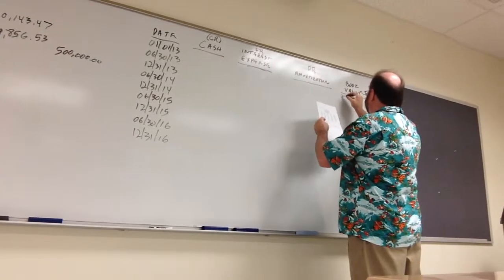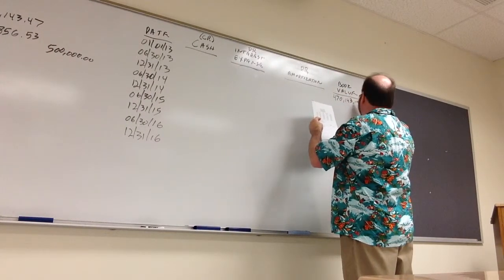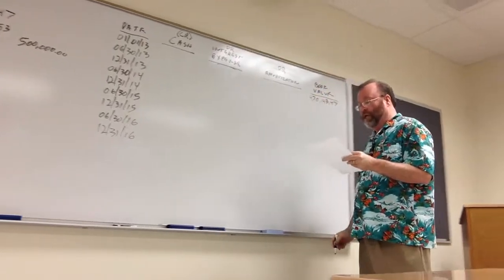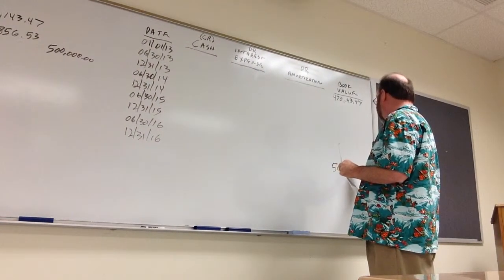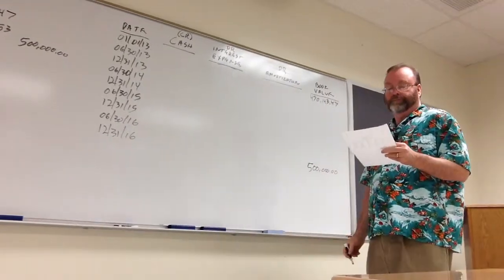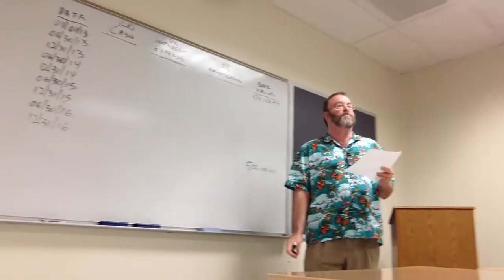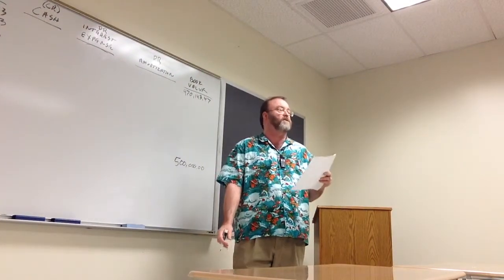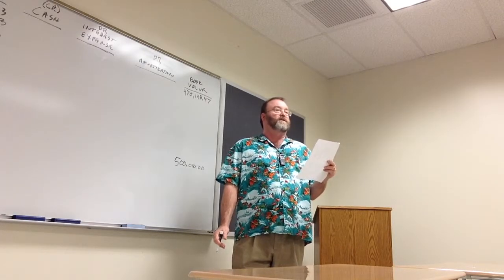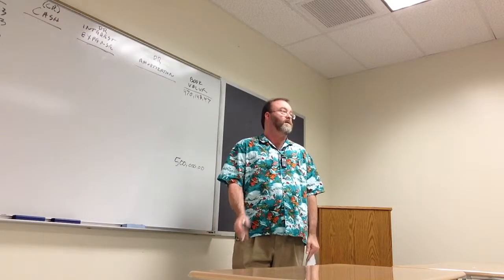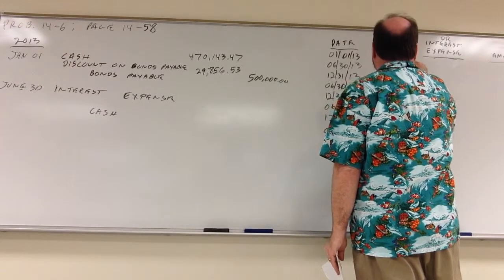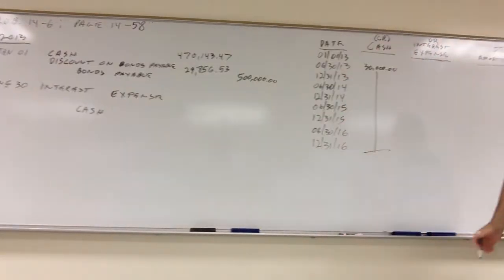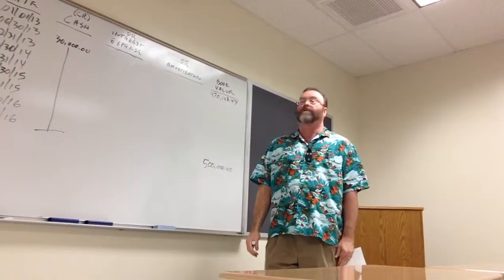Book value starts out at $471,43.47. And where's it going to end up? $500,000. This was a 12% bond, so 12% times 500,000 is $60,000 a year, right? 12 times 5, $60,000 a year paid in 2 equal installments, $30,000 each, for the next 4 years.